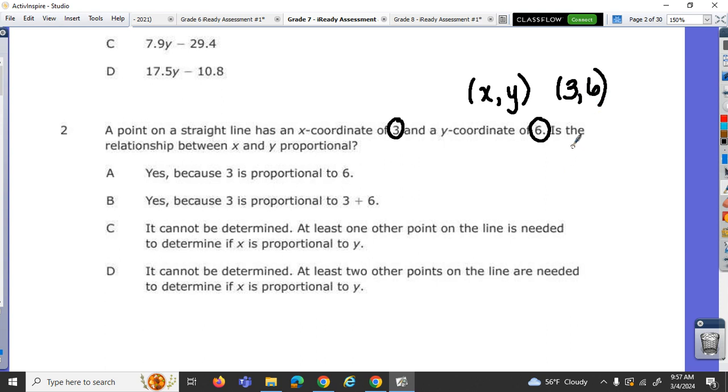The ones that we have graphed this year so far would have to be proportional, meaning they go through 0, 0 and they make a straight line.